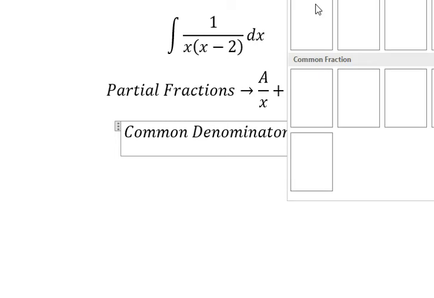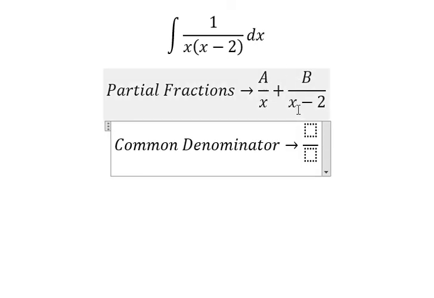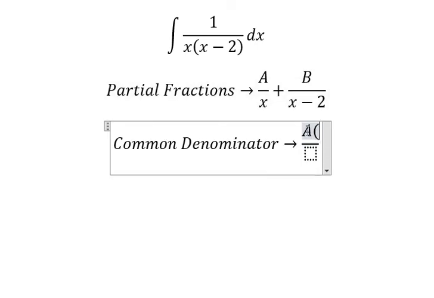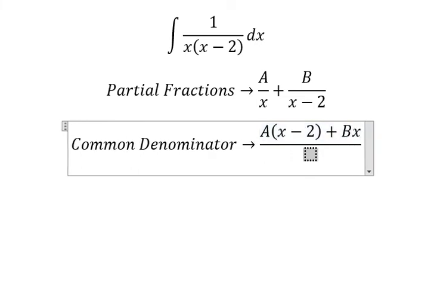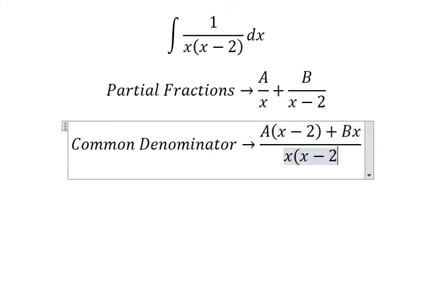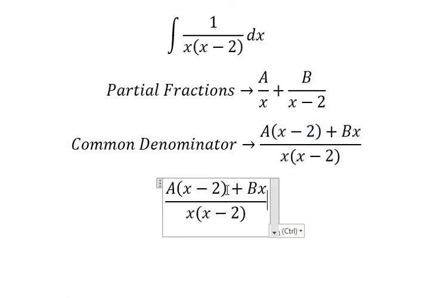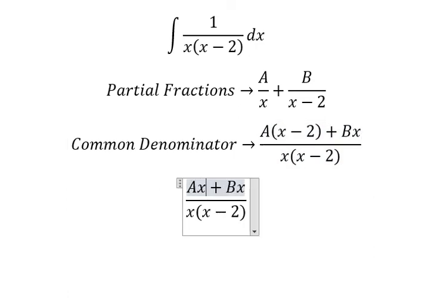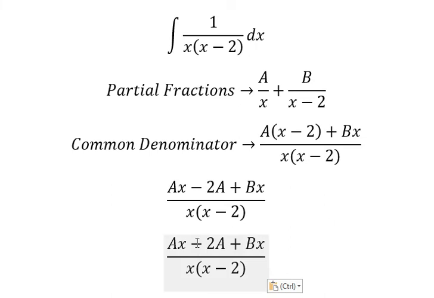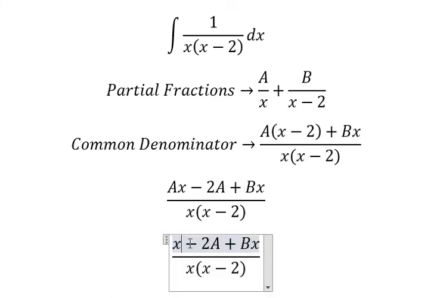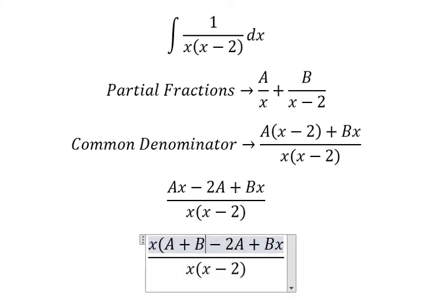So capital A multiplied by s minus 2, capital B multiplied by s, and we have s multiplied by s minus 2. This one we have as minus 2A. Next, I need to arrange based on the term of s. So this one we have A plus B.